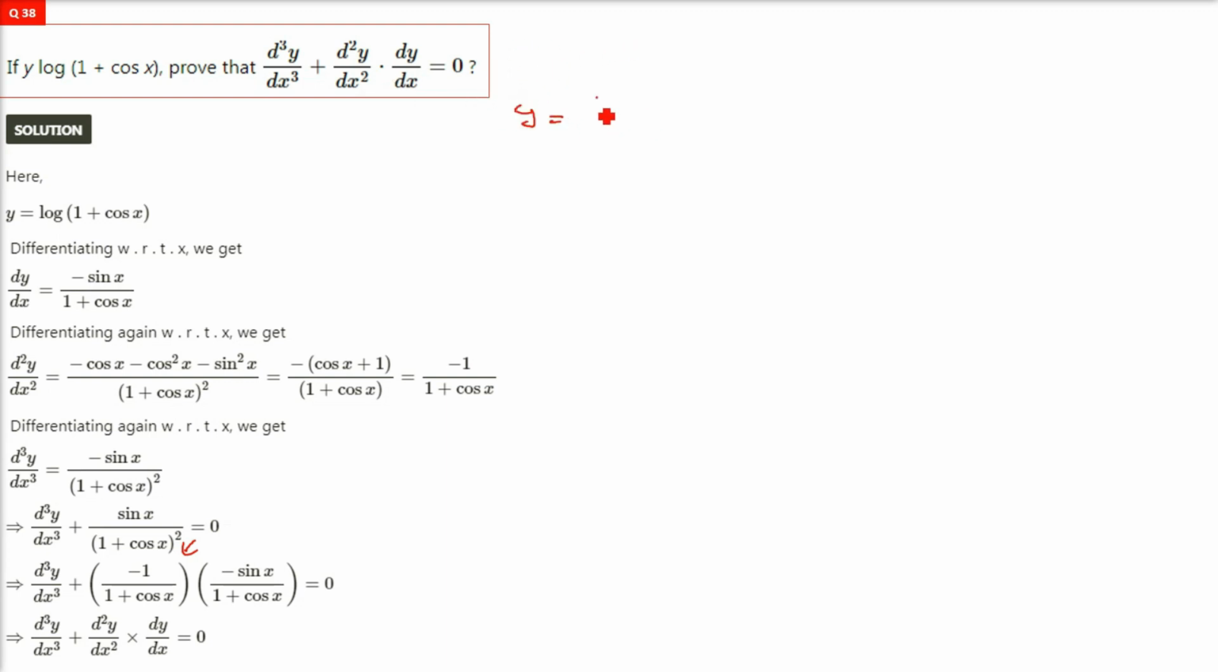y is log 1 plus cos x. dy by dx. So anything with log comes down, that is to the denominator. So 1 by 1 plus cos x, differentiation of 1 plus cos x is going to be what? Differentiation of 1 is 0, cos x is minus sin x, so you can write minus sin x here. This is dy by dx.